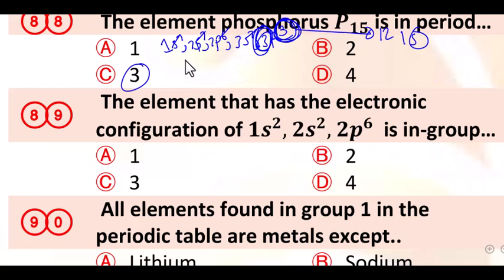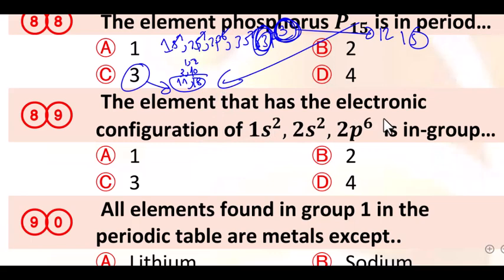Or period 1 is from 1 and 2. The second period is from 3 to 10. The third period is from 11 to 18. So it's in the third period.